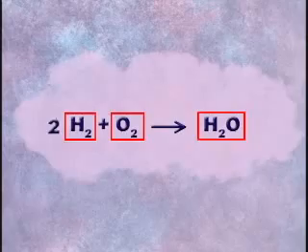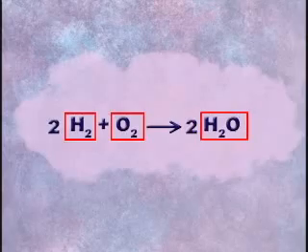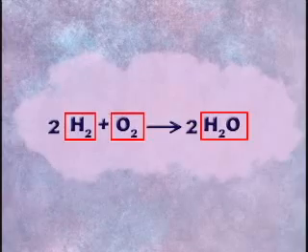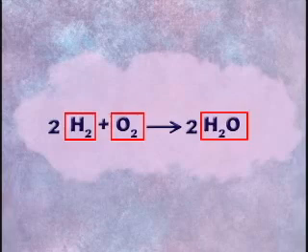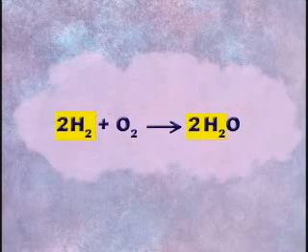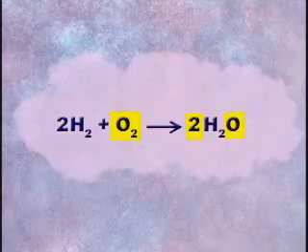If you place a 2 in front of hydrogen on the left side of the equation and a 2 in front of water on the right side of the equation, you are correct. According to this equation, there are 4 atoms of hydrogen on each side of the equation and 2 atoms of oxygen on each side of the equation.